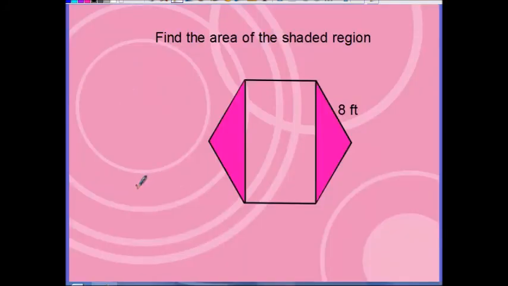So here's our last example. We're going to find the area of the shaded region. So what we're looking to do is find the area of the regular polygon and take out the rectangle in the middle. Let's press pause and see what you can do.